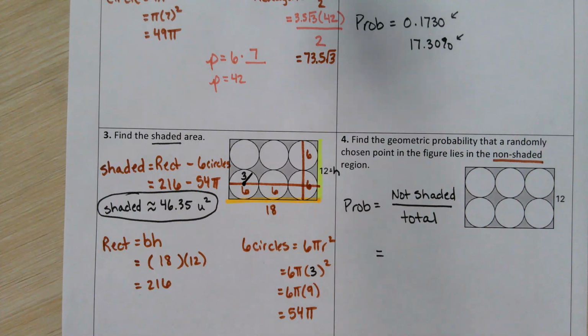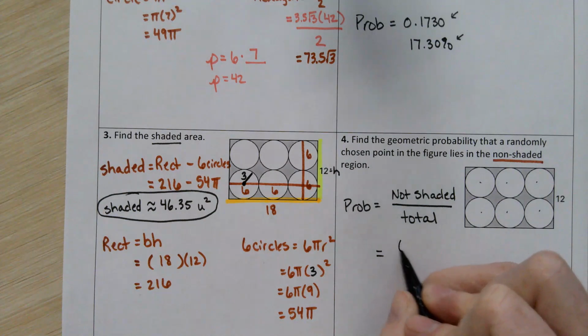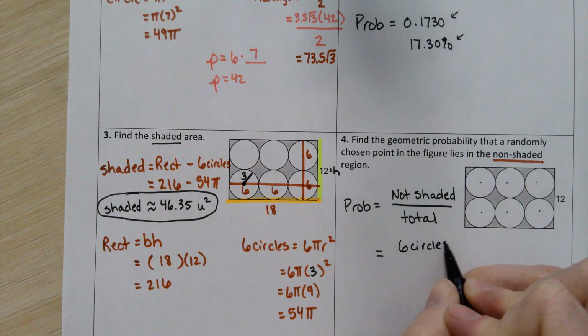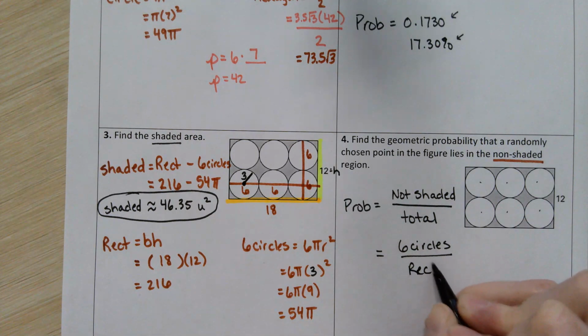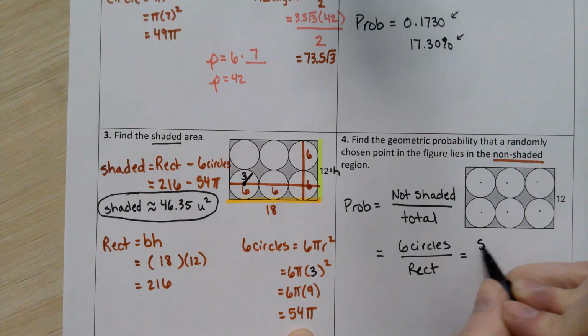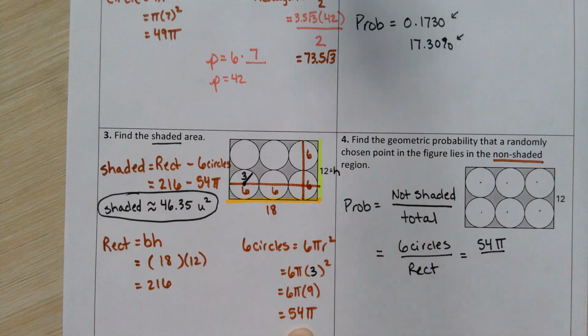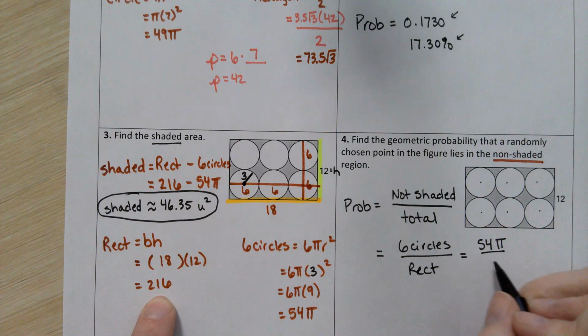So let's personalize this a little bit. The not shaded part of this picture is those 6 circles. And then the total area in this picture is that rectangle. So good news, we already know our 6 circle number for the numerator. That's the 54 pi number from before. And we already know our total area from the rectangle, 216.